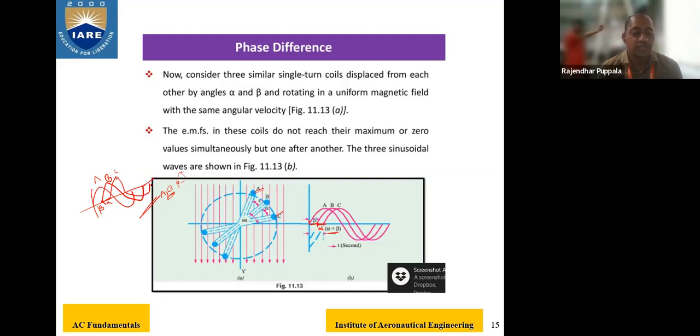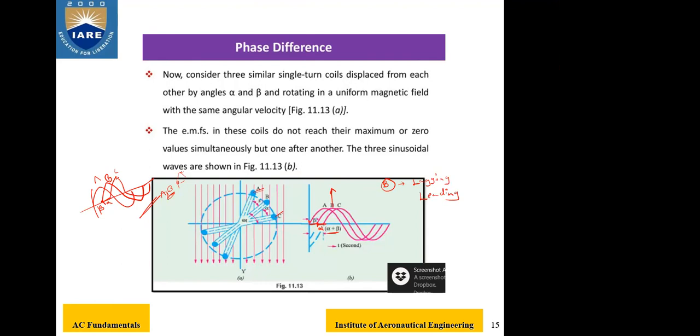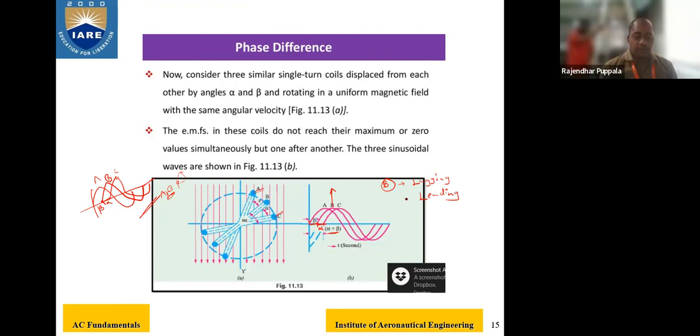So the maximum and zero positions will not be the same for these three waveforms, right? And if I ask you one question, with reference to B, which waveform is lagging and which waveform is leading? Compare this with B. C is lagging and A is leading, sir. Very good. C is lagging and A is leading.